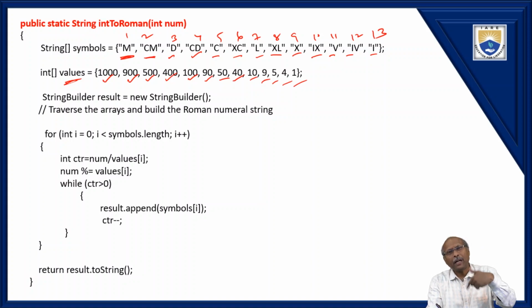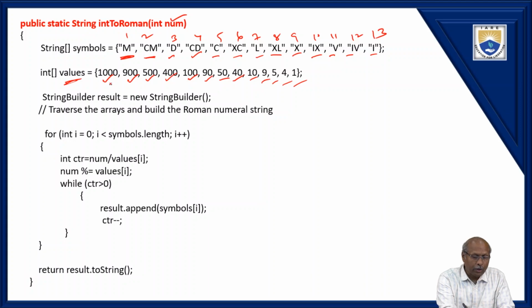So I will keep on dividing until my number becomes 0. I will read my number. Assume this number is my parameter. This number I will try to check: how many times will I divide? I will divide until my number becomes 0.